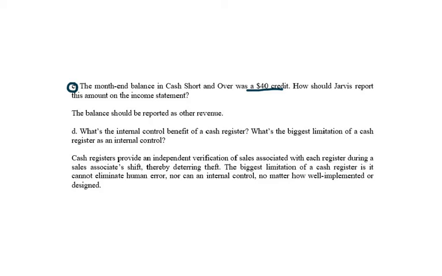In the case of a credit balance, this would be consistent with what? The normal balance of a revenue. So we would reclassify this as some sort of other revenue. In other words, that $40 would be debited out of there, and we would just credit it to other revenue, and that's how it would be reported.